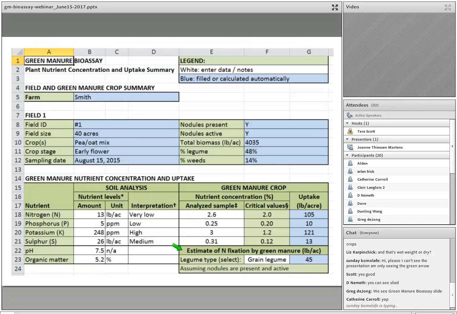Down below that, this is new for this year, we have an estimate of nitrogen fixation, and I'll talk about that more in a little bit. Just wanted to give you an overview of what that looks like.